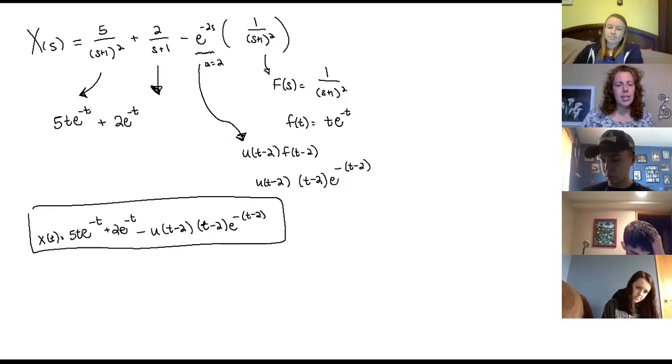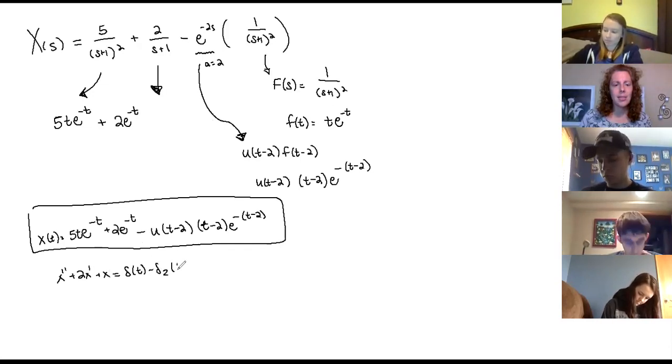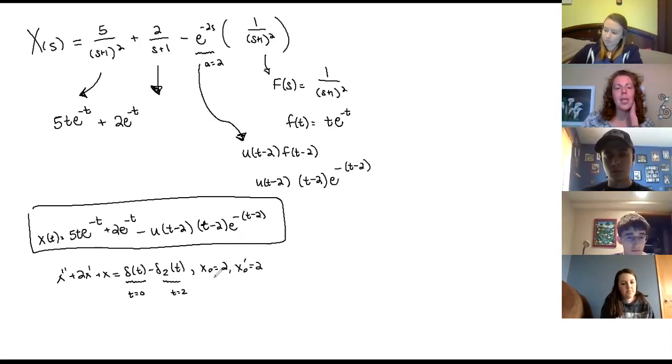And again, let's take just a second to talk about why this makes sense. If we go back to our initial differential equation, x double prime plus 2x prime plus x equals delta of t minus delta sub 2 of t, and we had that x naught was 2 and x naught prime was 2. So remember what happened with this differential equation. We gave the object a shove at time t equals 0, and then we gave the object another shove at time t equals 2, right?